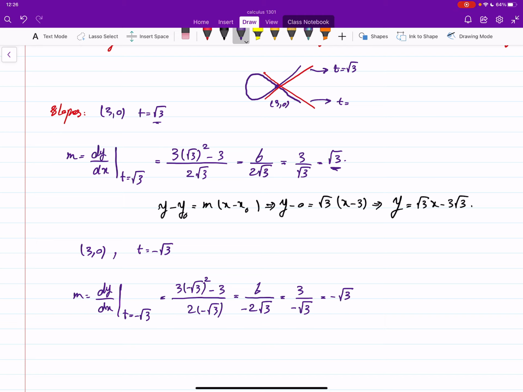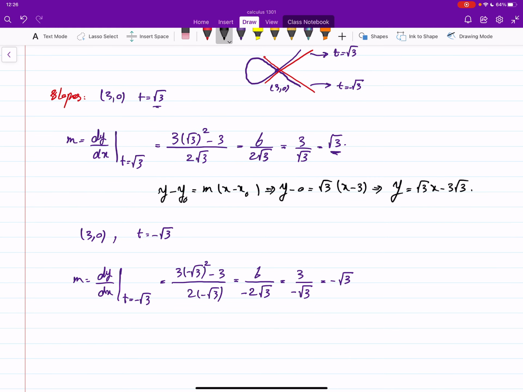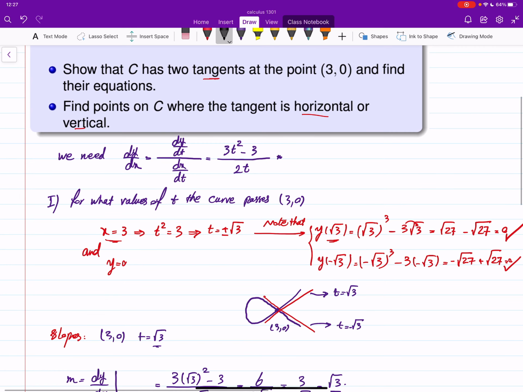And that's why you will see that this is basically when t is negative root 3. Okay, and then the equation for that: y minus y0 equals m times x minus x0. x0 and y0 are the same numbers, but the slope m is different. Okay, so that finishes part 1, but there's another part as well.